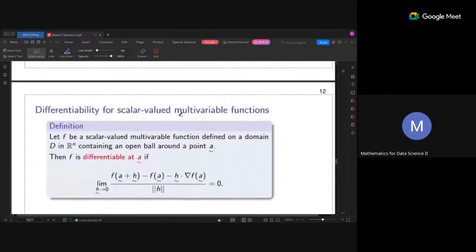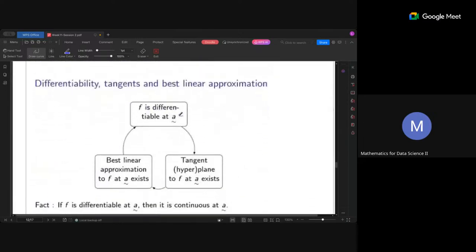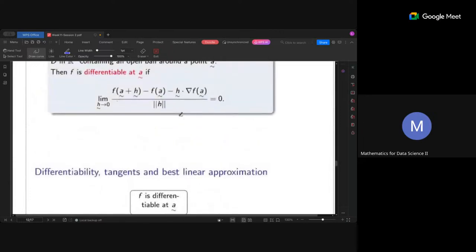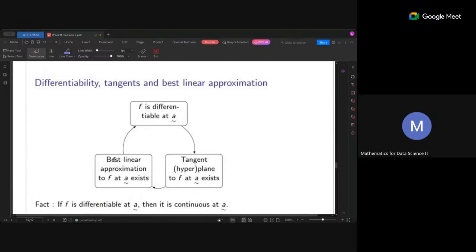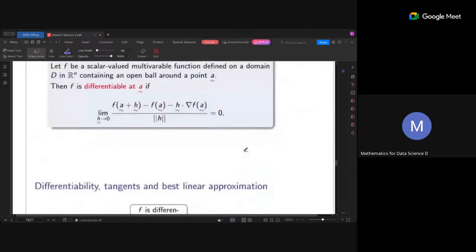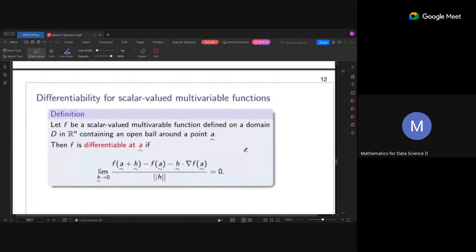So this is just something you should know. Don't worry too much about this. You should know this definition, and you should know that these three are equivalent, and you should know that if f is differentiable at a, then it is continuous at a. If you know this much, then that is sufficient for this topic. Is that fine?